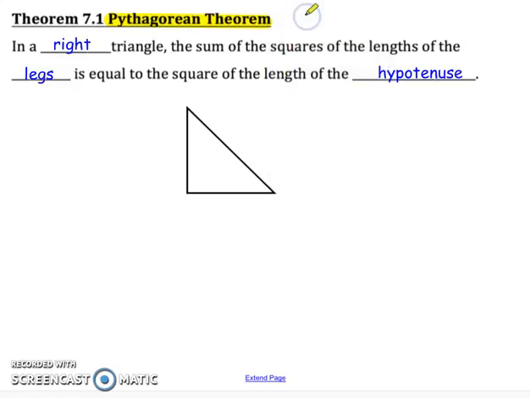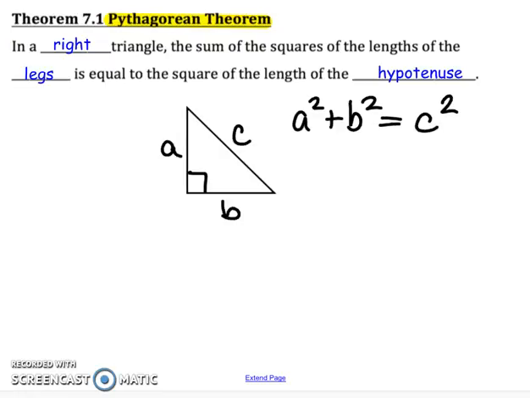So what that means is if I have a right triangle, I'm going to mark my right angle, with leg lengths, we'll call them A and B, and we'll call the hypotenuse length C. The theorem says that if I take the legs squared, A squared, and the sum means to add, plus B squared, it will equal my hypotenuse, my C length squared. Let's put this into practice in the next example.